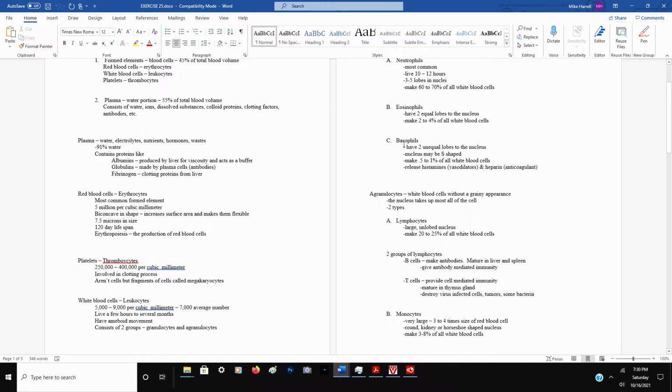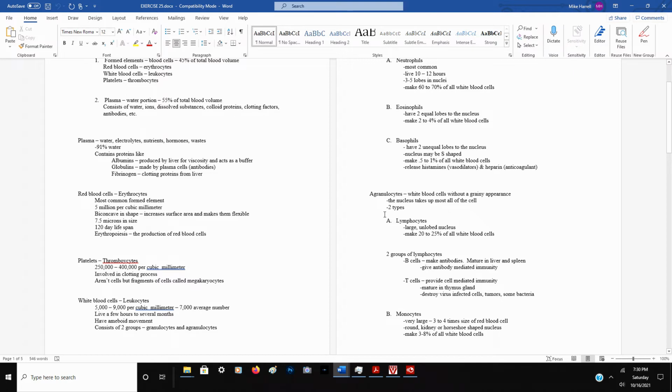You don't see that with the 3 above. They don't have the large, round nucleus. They've got lobes to it. So if you see lobes to the nucleus of a white blood cell, it's got to be one of those 3 up there. But if it doesn't have the lobes and it's just big and round, it's probably going to be one of these 2 right down here.